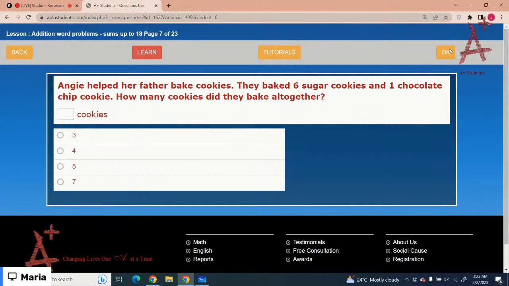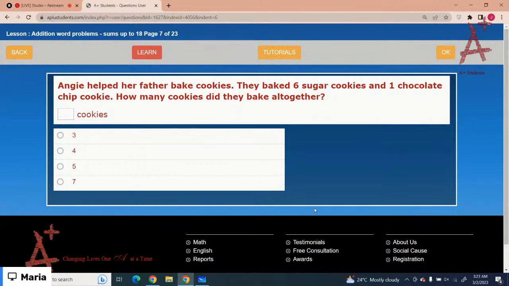The next one is: Angie helped her father bake cookies. They baked 6 sugar cookies and 1 chocolate chip cookie. How many cookies did they bake altogether? So they baked 6 sugar cookies and 1 chocolate cookie. You have to calculate the total cookies they baked.